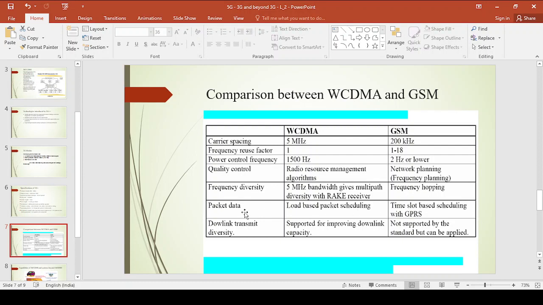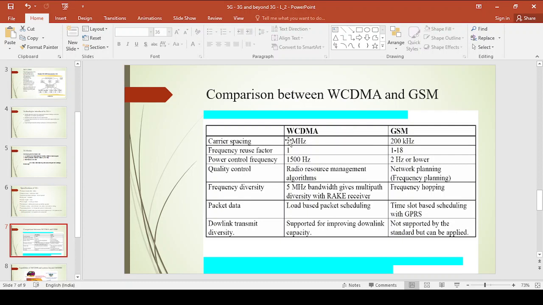Now coming to packet data, WCDMA uses load based packet scheduling. GSM uses time slot based scheduling with GPRS, right? Now coming to the next term, downlink transmit diversity. This is supported by WCDMA for improving the downlink capacity. This is not supported by GSM, but it can be applied. Though it is not supported by GSM, it can be applied. Now this is the comparison between WCDMA and GSM.